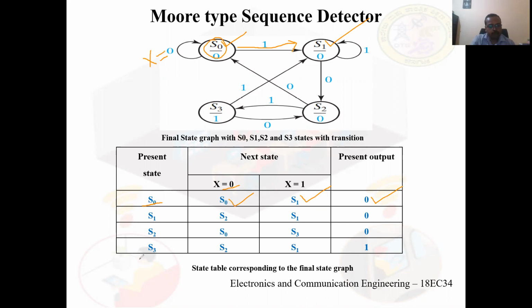Similarly, I'll explain for S3 here. Now the present state is S3, and for this one, when the input received is 0, the next state will be S2. And when the input is 1, it will go to the state S1. The output is equal to 1 here.